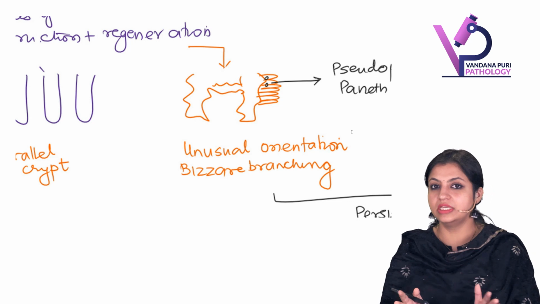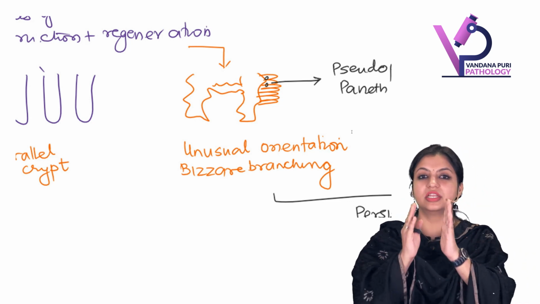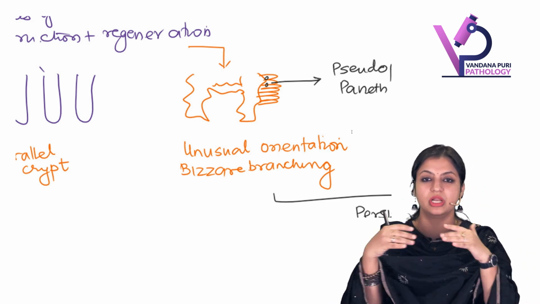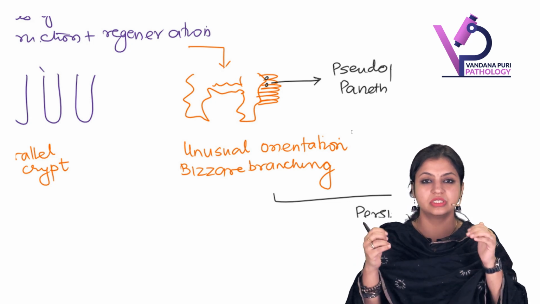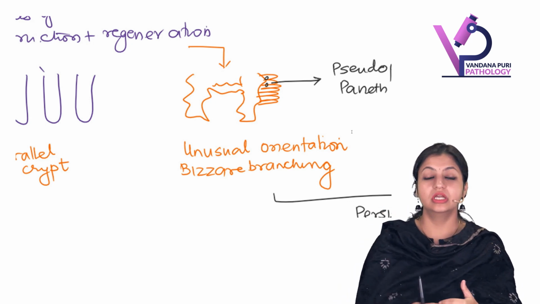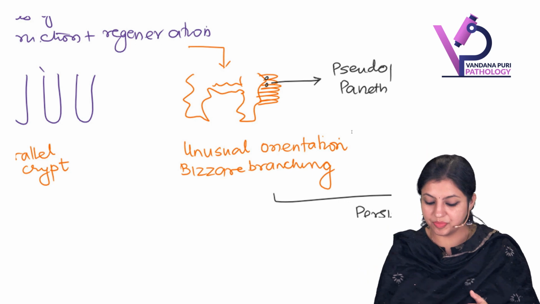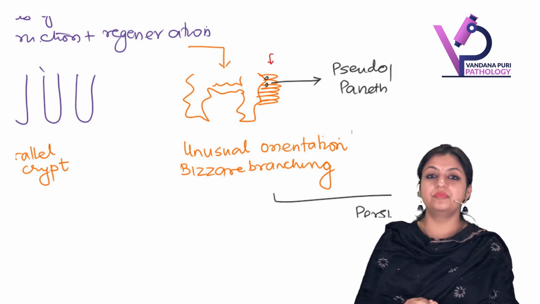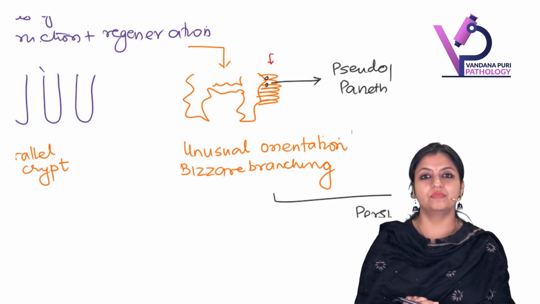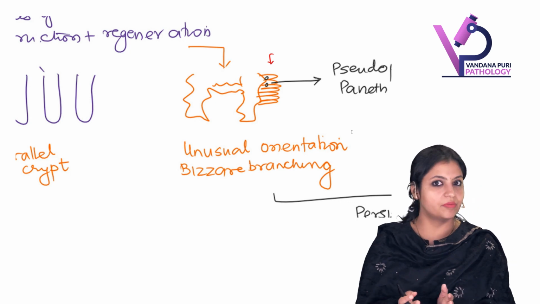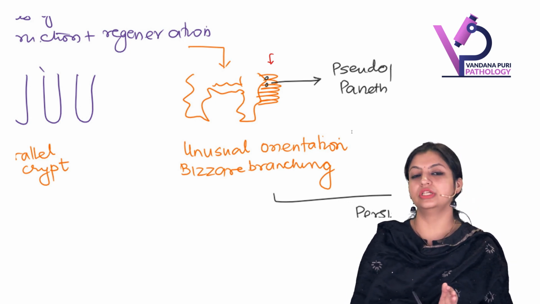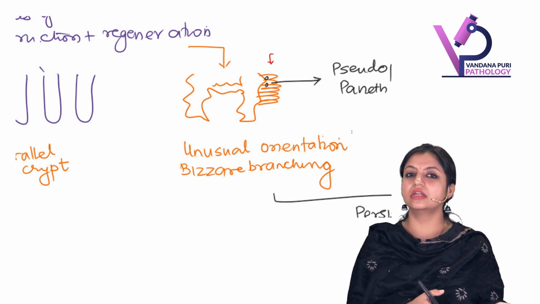So they are trying to heal, isn't it? So normal parallel crypts start showing unusual branching and orientation. Not only that, the epithelium here will start showing metaplasias. I hope you remember, metaplasia is adaptation to cellular injury. So injury is occurring, so it will start adapting.